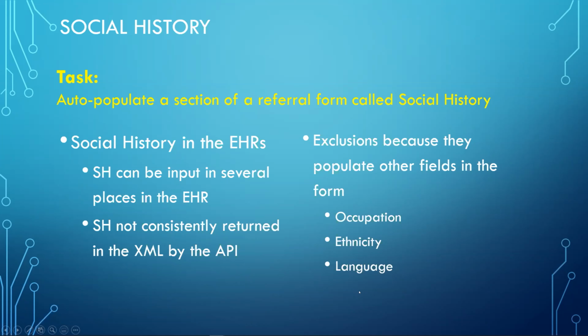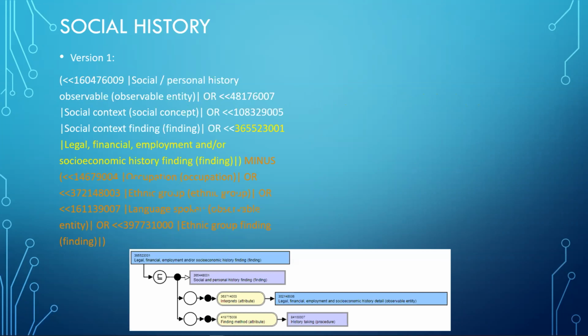So essentially, we've gone and looked at this, but we need to exclude occupation, ethnicity, and language because they populate different areas of the referral form. To achieve this, we've created a value set which is initially based around social and personal history, social context, or social content finding, and then legal, financial, employment, and or social and economic history was in there, but we were taking this out, which was occupation, ethnic group, language, and ethnic group finding, because, as I said, they were going elsewhere.